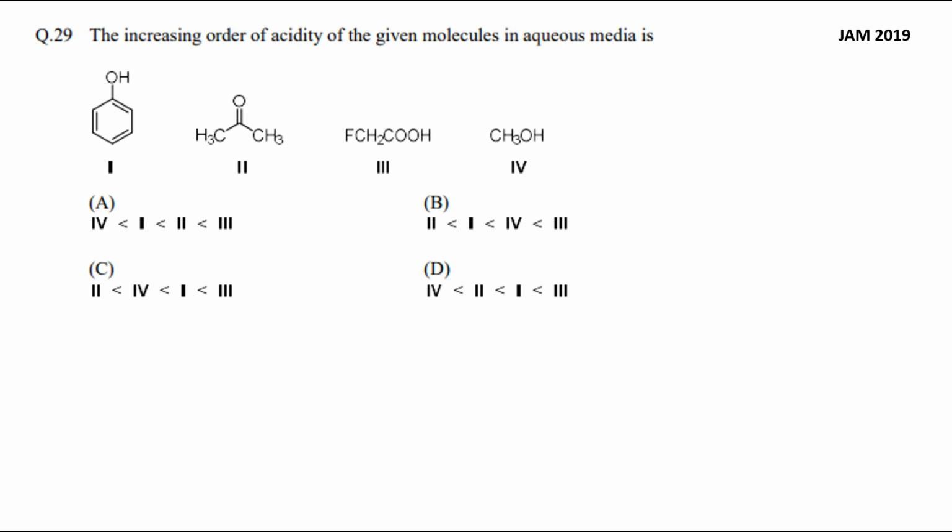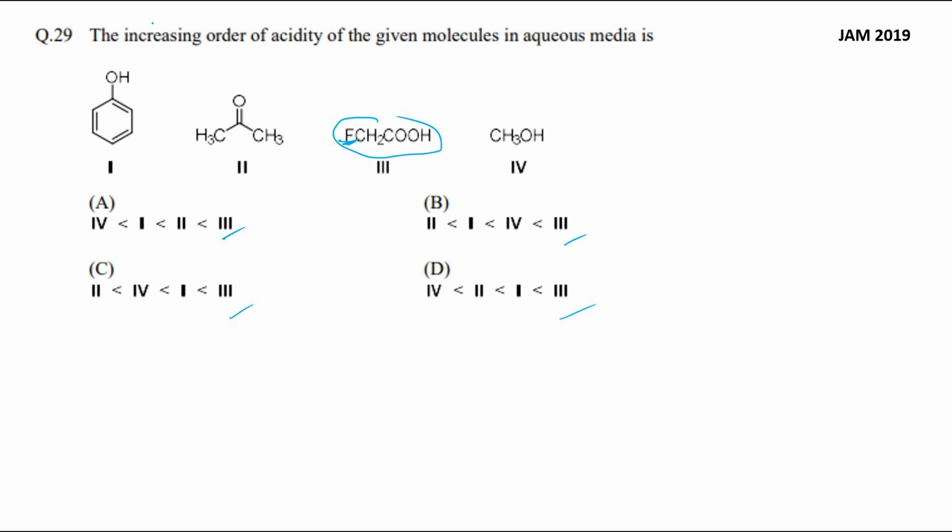Increasing order of acidity of the given molecules: we have a total of 4 molecules. Here we will focus on this molecule first, because it is CO2H, a carboxylic acid, so obviously its acidity will be high. Also there is some fluorine substituent, which means the acidity will be even further increased. So 3 will be maximum acidic. But that will not help us choose the option, because in all the options you have 3 in the first position. Now what to do? You have to move to the next one.